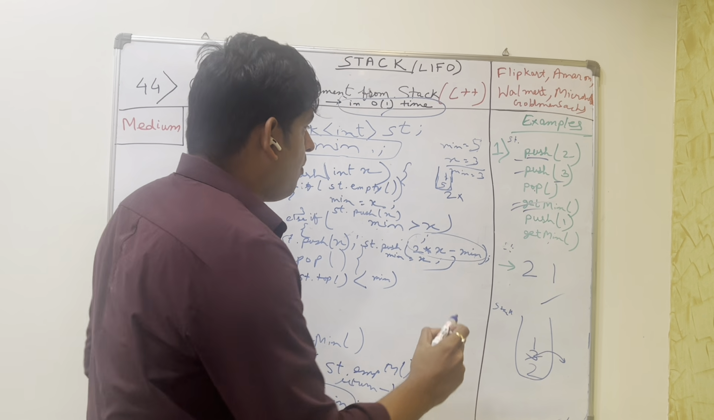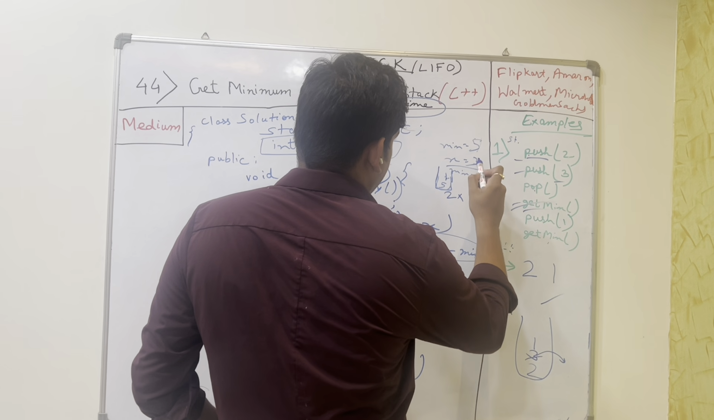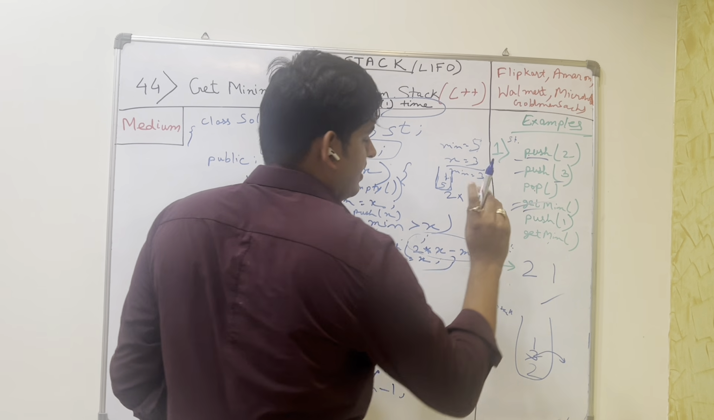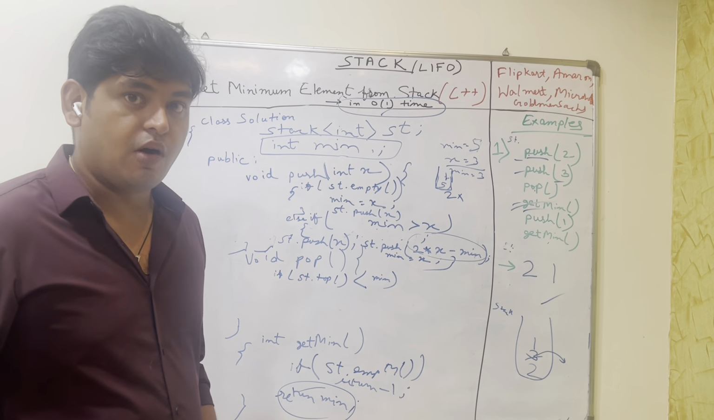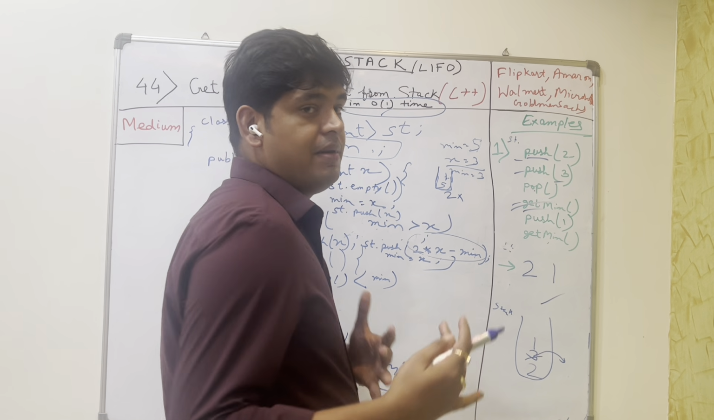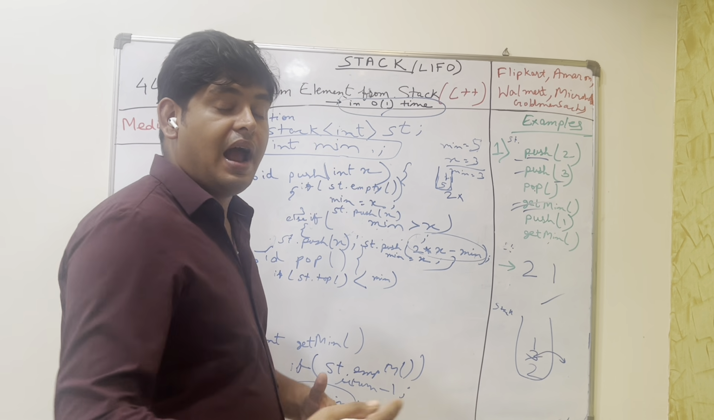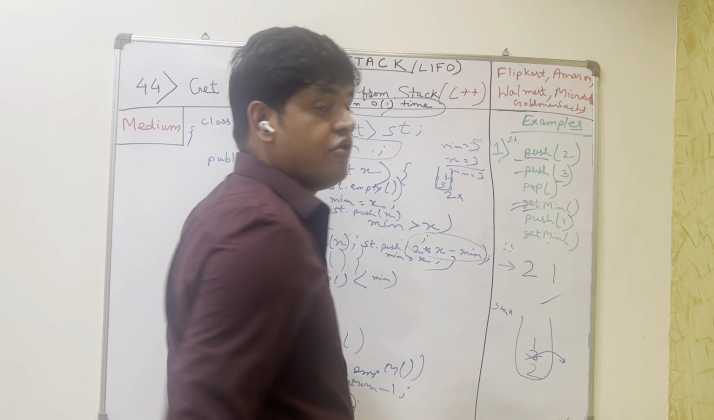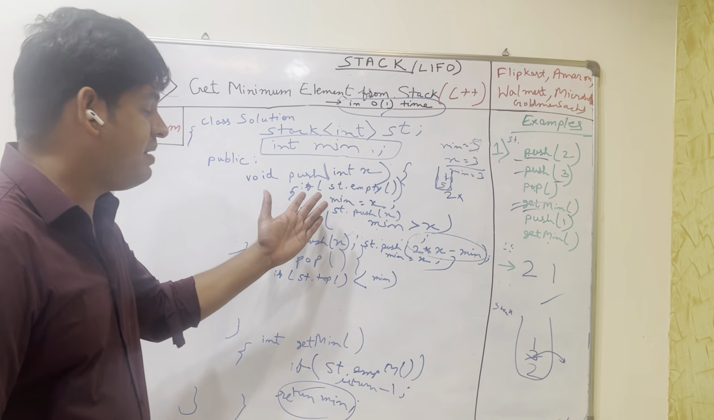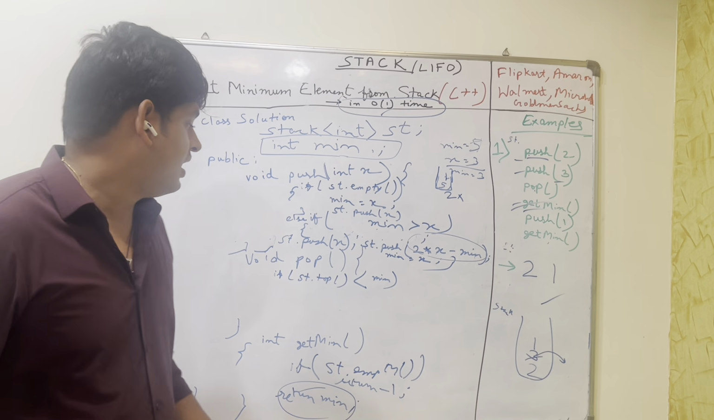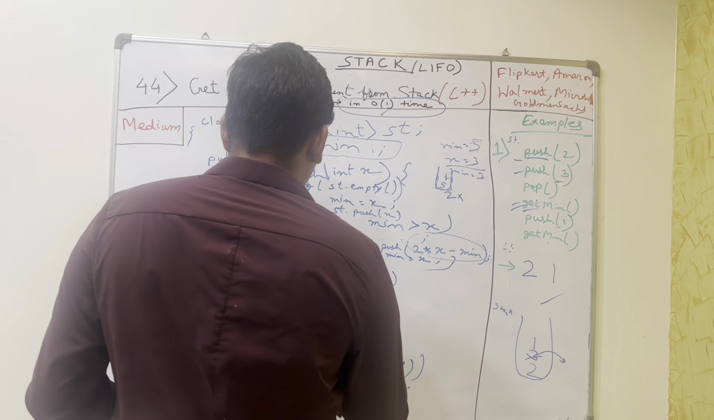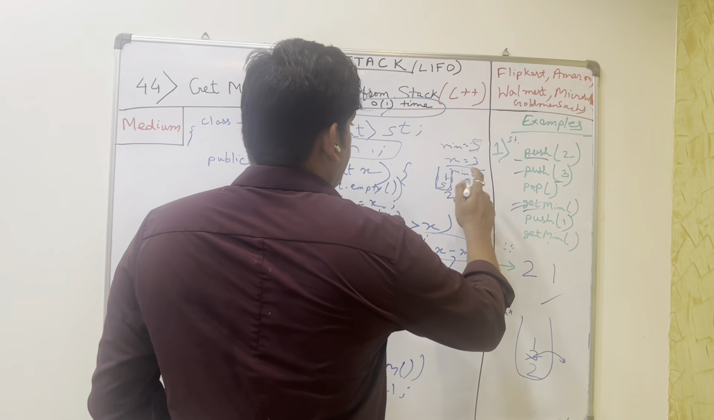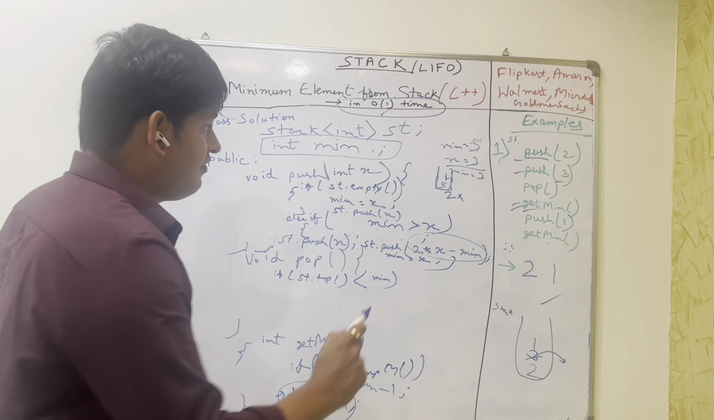So if I pop out this one, after 5 has been inserted, 3 has been inserted, and then I am popping out 3, then if the minimum element is popped out, I need to get the previous minimum that I had, which is 5, right? I need to change, because my minimum element is going to be removed. So I need to get back my original value, which is 5 in this case.